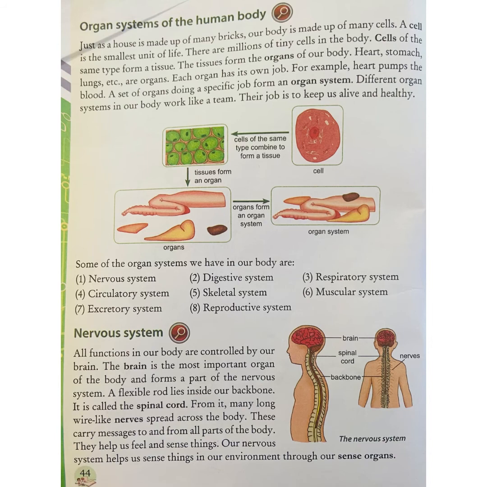Jo organs same kaam karte hain, ek particular kaam ke liye use hote hain, wo ek saath mein organ system banate hain. Okay? What are the organ systems? Nervous system, jo aapke nerves ko control karte hain. Digestive system, jo aapke food ki digestion mein help karte hain. Respiratory system, jo oxygen and carbon dioxide se related hote hain. Circulatory system, blood ka puri body mein transfer karte hain. Skeletal system, jo aapke brain ko protect karte hain. Muscular system, that forms the muscles of your body. Excretory system, that helps in removal of waste from the body. And reproductive system, that helps in giving birth to the new ones. So these are the primary functions of the organ systems that we have in our body.